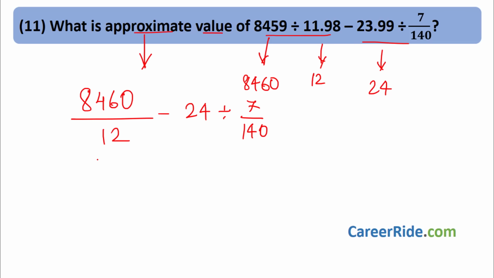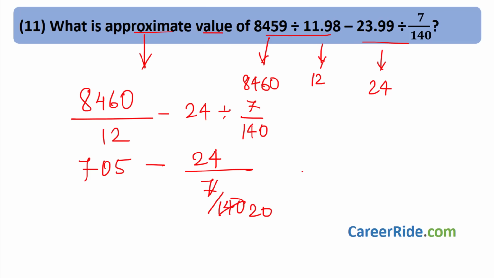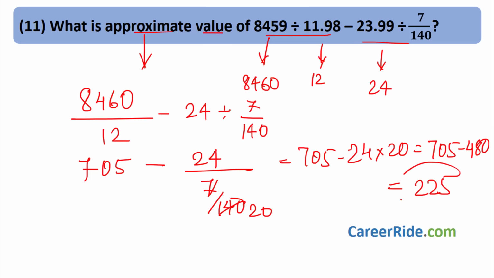Okay, what will we get over here? 8460 divided by 12 would be nothing but 12 sevens are 84, 12 fives are 60, 0, 5. So 705. Okay, minus 24 divided by 7 upon 140. This is nothing but 20. So we'll get 705 minus 24 into 20. It is 705 minus 480. That would be equal to 225. This is the approximate answer.